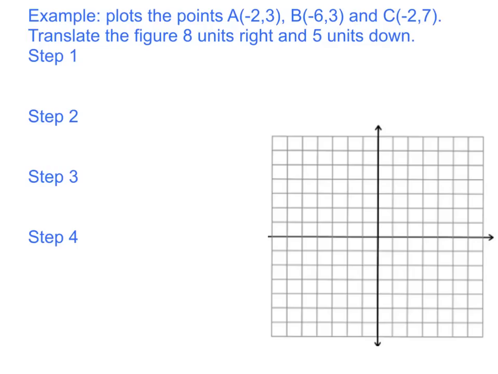So we're going to look at two ways that you can translate figures. The first method is going to be to plot your original points. So that's what you're going to do first. You're going to plot your points. So it says we have -2, 3. Then we have -6, 3. And then we have -2 and 7. So here's our triangle.